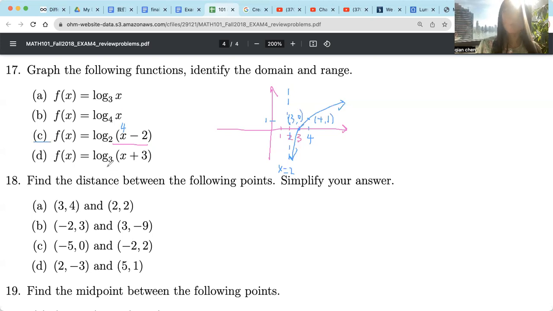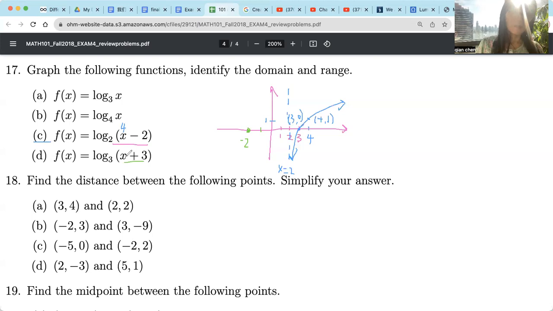Let's see the graph for D. Let me use green color to graph that, so we could have a comparison. Now I see horizontal shifting 3 units to the left because I have x plus 3. So the common point 1, 0 is pushed 3 units to the left. So that means here, right? If x equals -2, -2 plus 3, that's 1. Log base 3 of 1 equals 0. So I have this point on the graph.